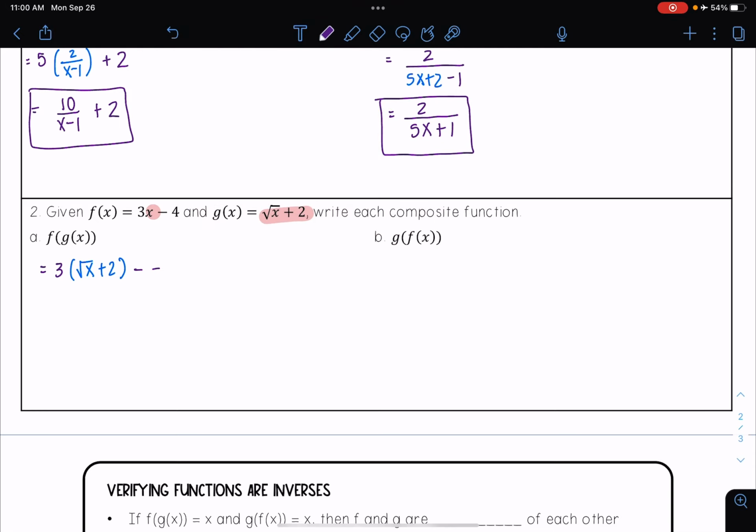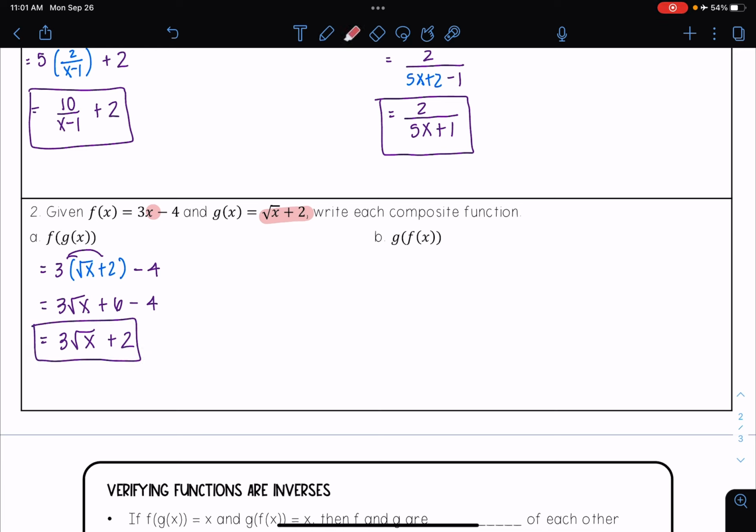minus 4. Distributing that 3, I get 3 times the square root of x plus 6 minus 4. And so I get that this is equal to 3 times the square root of x plus 2.